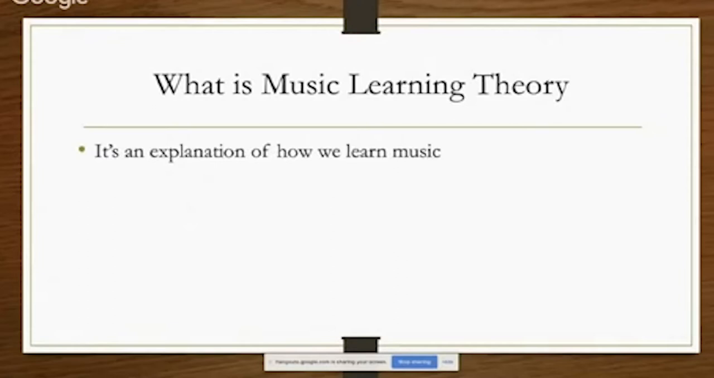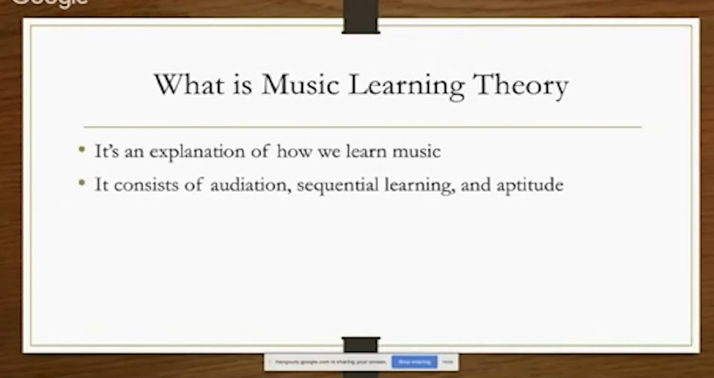And it's taking the focus off of what we do as teachers and putting it on what our students are doing as learners. It consists of audiation, sequential learning, and aptitude. And my focus today is really going to be digging deep on the sequential learning piece with you.